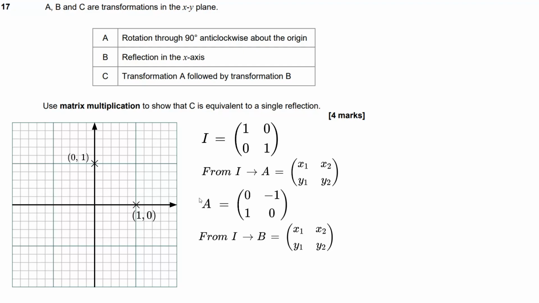Reflect this point in the x-axis, so you get the x-coordinate being the same, but the y-coordinate is going to change to a negative 1. So you've got 0, negative 1. So 1, 0, 0, negative 1. Just plot it like that.